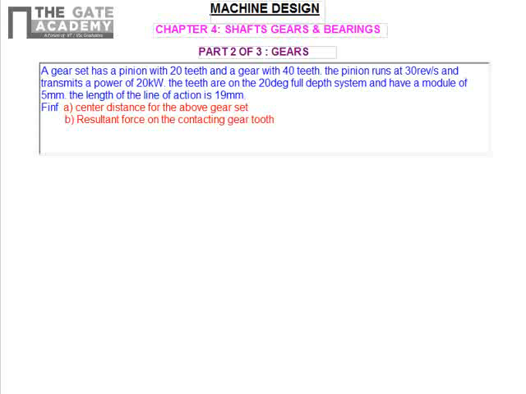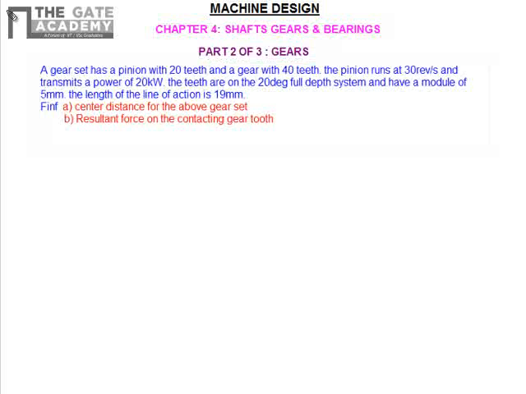Now we will see another problem. A gear set has a pinion with 20 teeth and a gear with 40 teeth. The pinion runs at 30 revolutions per second and transmits a power of 20 kilowatts. The teeth are on a 20-degree full depth involute system and have a module of 5 mm. The length of line of action is 19 mm. Find the center distance for the above gear set and the resultant force on the contacting gear tooth.